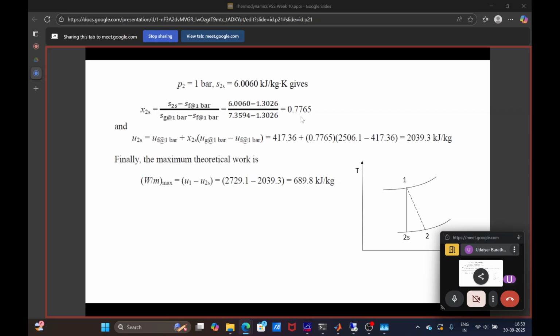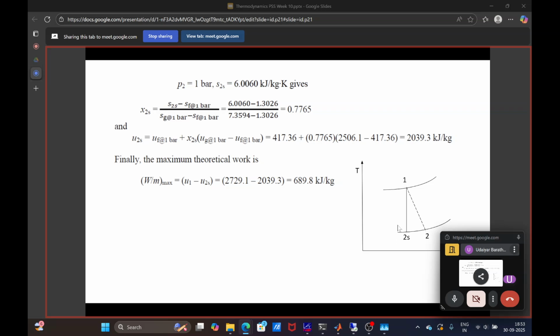So quality comes out to be 0.7765. Corresponding to that, we can find the internal energy using the quality, and it comes out to be 2039.3 kilojoule per kg. So that is your internal energy.